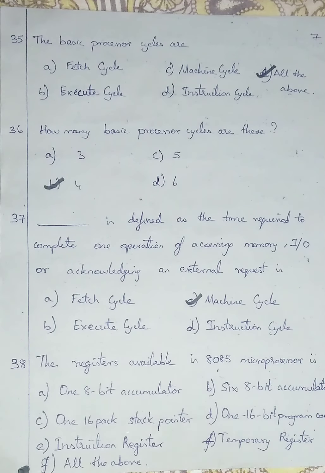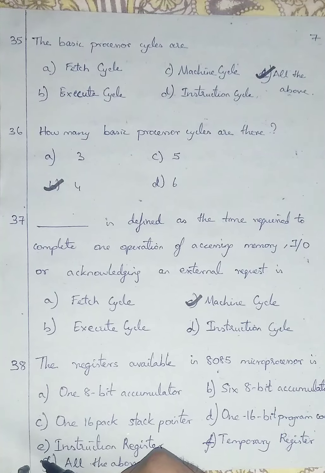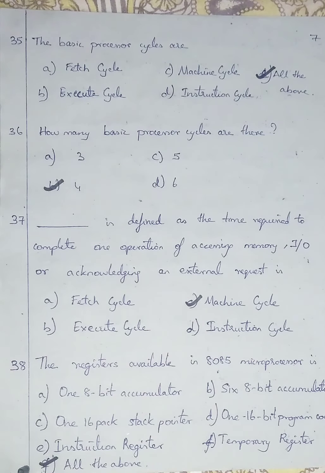These are the registers available: 1 8-bit accumulator, 6 8-bit registers, 1 16-bit stack pointer, 1 16-bit program counter, instruction register, and temporary register. These are the registers available in 8085 microprocessors. So I am going with option G, all the above.